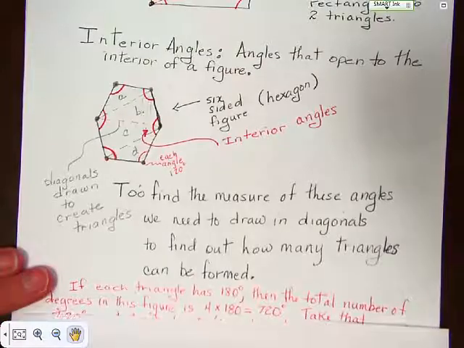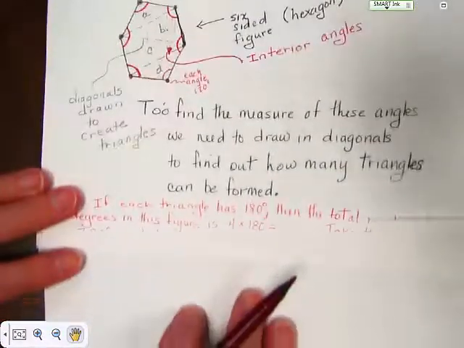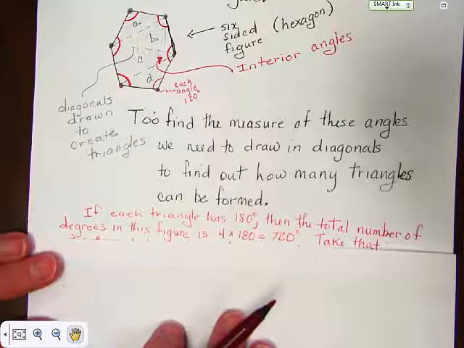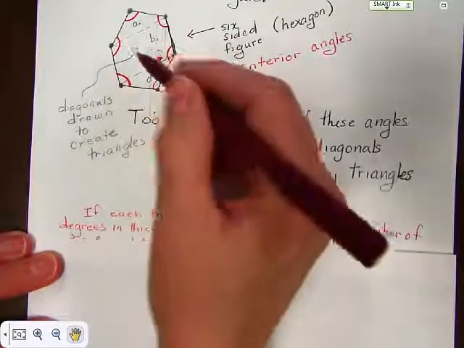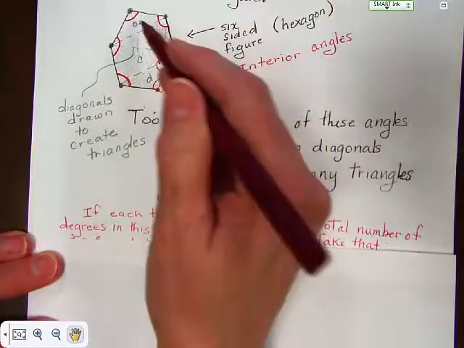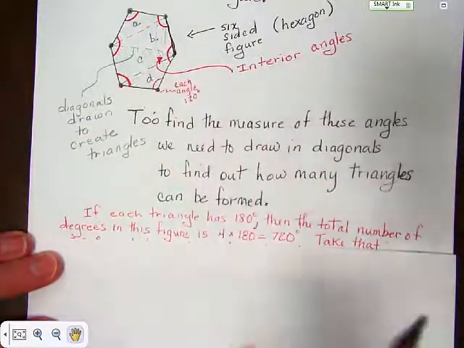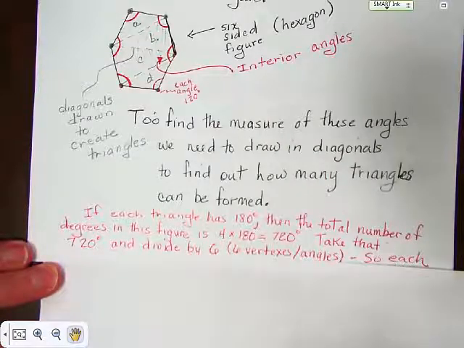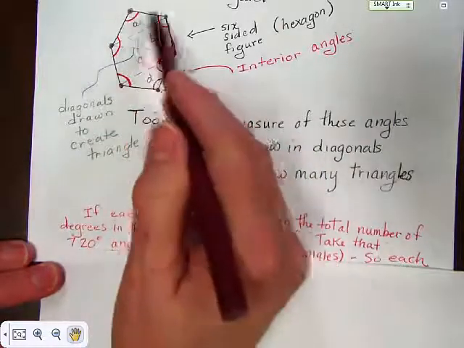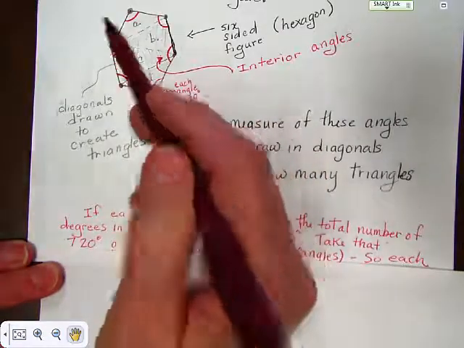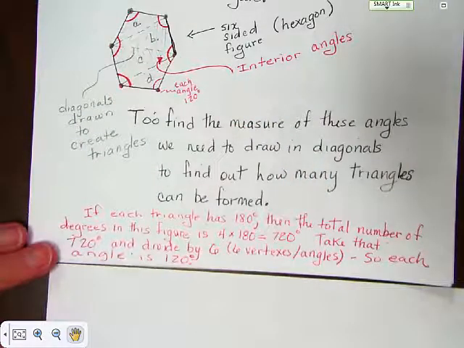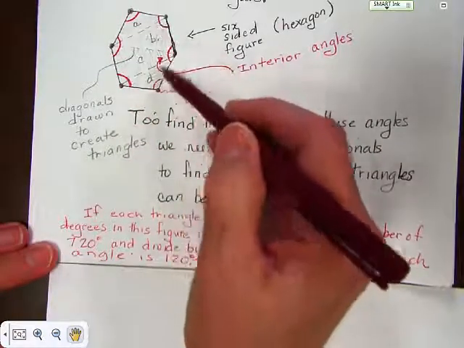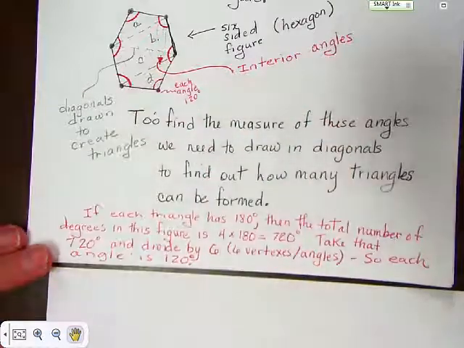So if I multiply 180 degrees times 4, that's going to tell me that there's 720 degrees inside this figure. That's 1, 2, 3, 4 triangles times 180. Then you take that number, 720, and you divide by the number of vertexes or angles that are in the figure. 1, 2, 3, 4, 5, 6. When you do that, you get 120. So each one of these angles that opens to the inside of the figure here is 120 degrees.